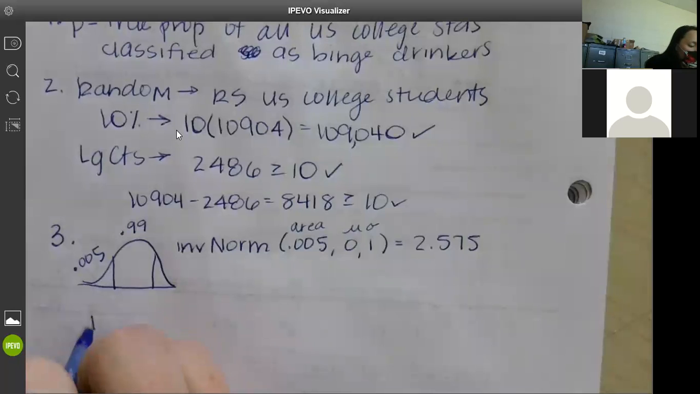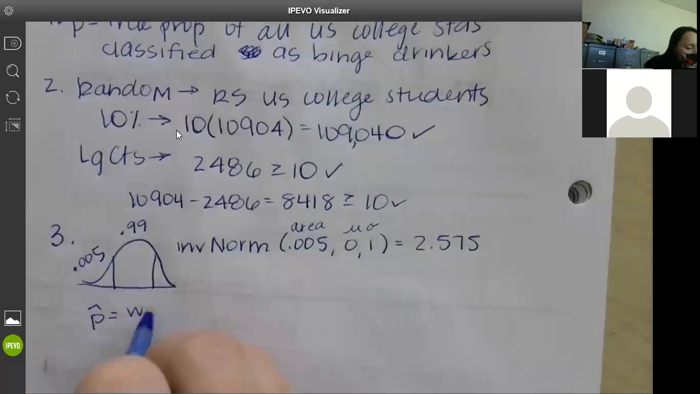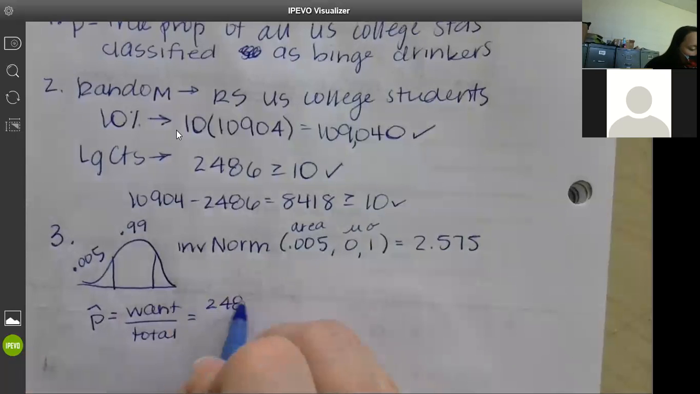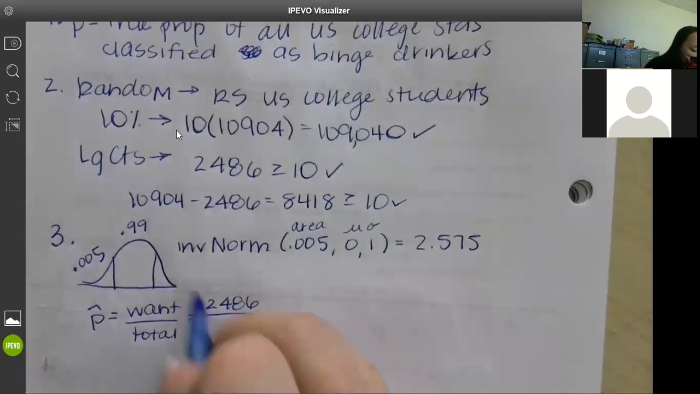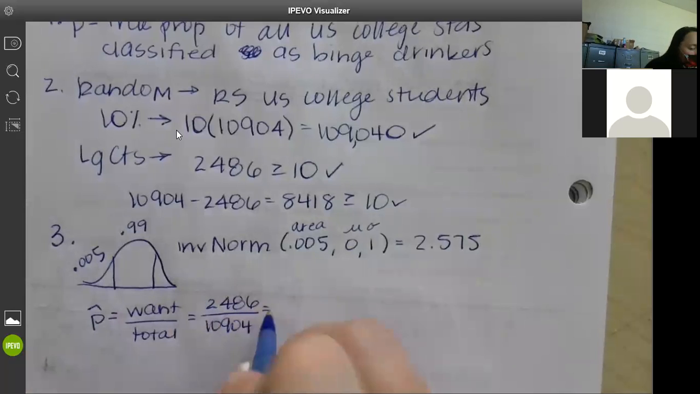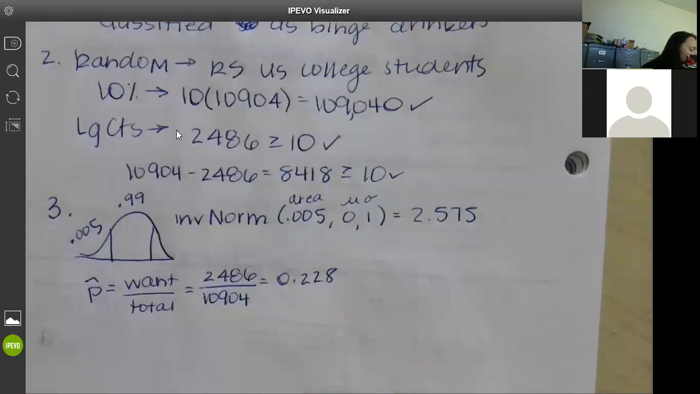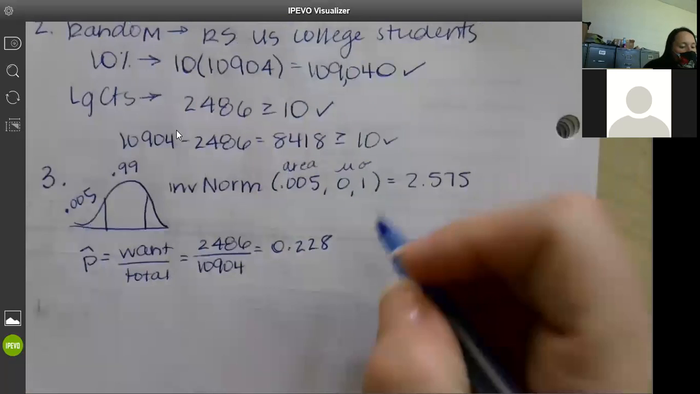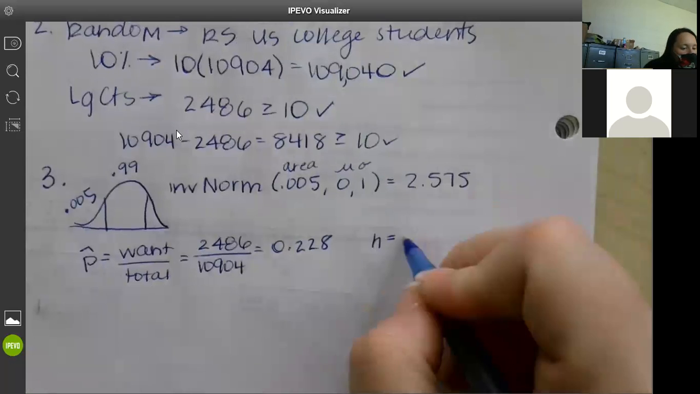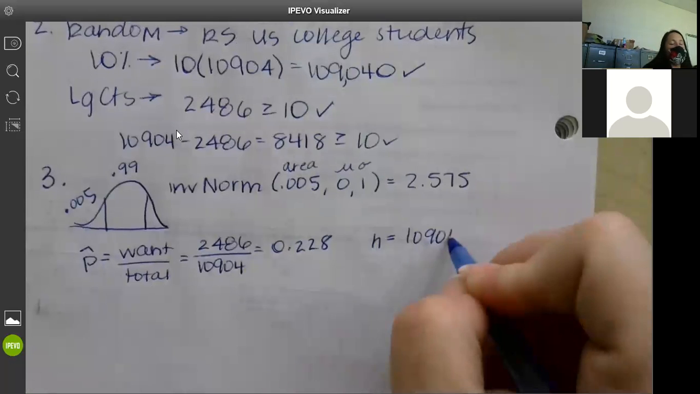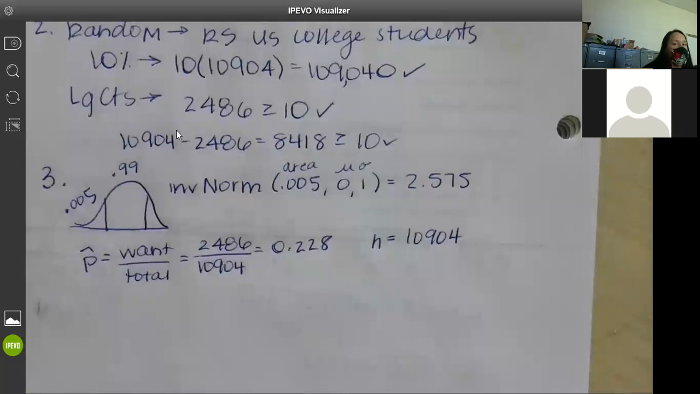P hat, right? So what's our proportion? Remember, it's what we want over the total. We wanted the binge drinkers, which was 2486, out of our sample size, which was 10,904. And that gives us 0.228. We have our Z star, so we don't have to worry about that. And then you may want to put that your N was 10,904 somewhere, just anywhere, label everything that you're going to use in your formula.